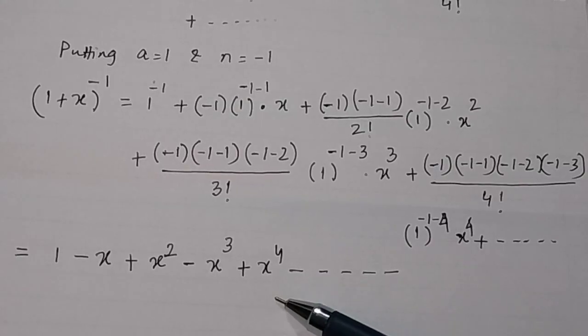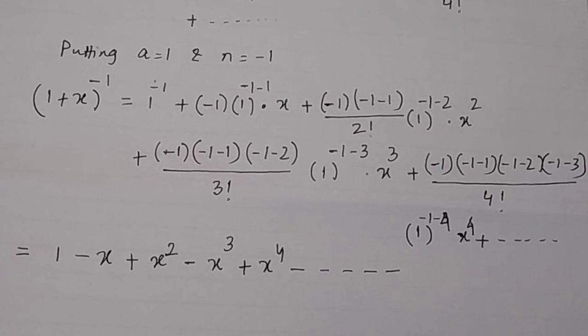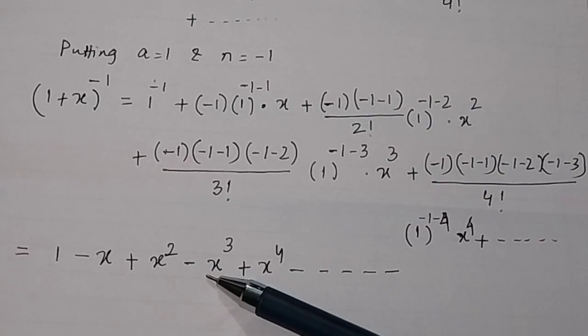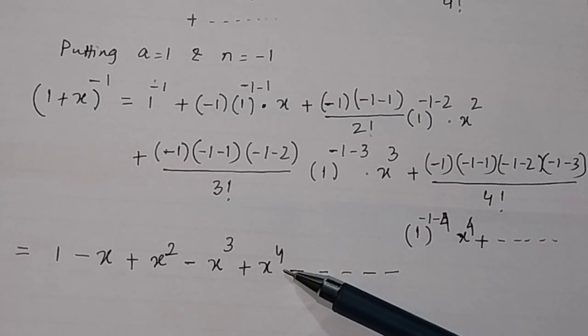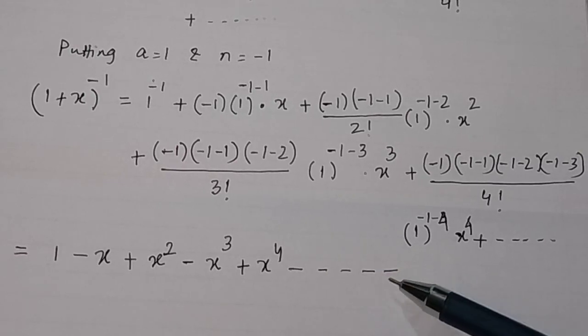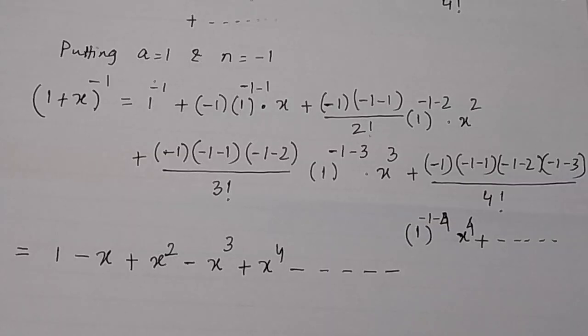So in this way the binomial series or expansion of the function 1 divided by 1 plus x is equal to 1 minus x plus x square minus x cube plus x to the power 4, then the next term will be minus x to the power 5, like this. And this is a well known function, so you have to remember the expansion of the function 1 divided by 1 plus x by using the binomial series.